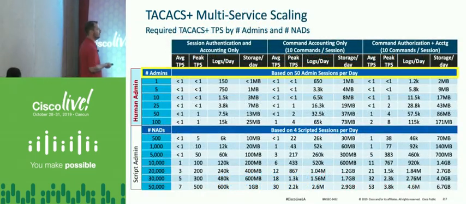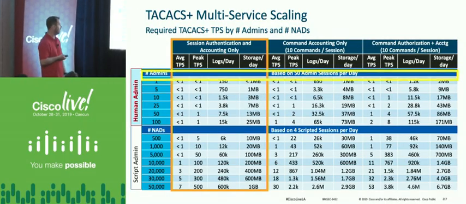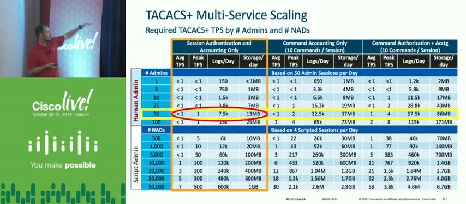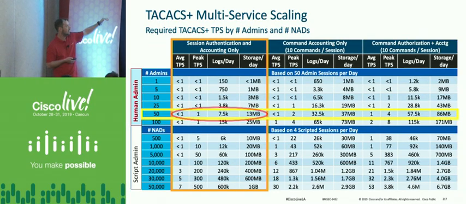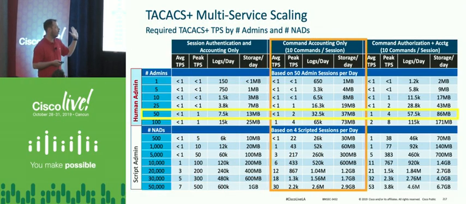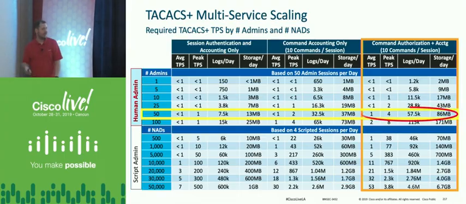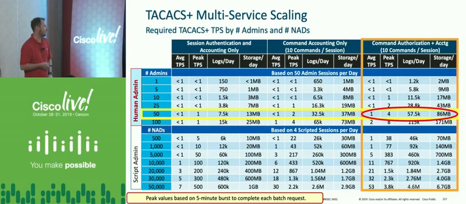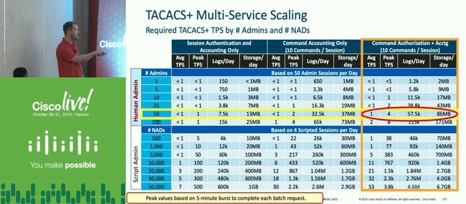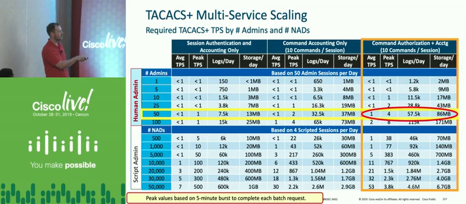This is a chart that you can go back and reference later, just to give you the difference between that human admin, how many session, authentication and accounting, and then if we do add command accounting or command authorization plus accounting to the deployment, how different that is. So average, peak, logs per day, and then the storage per day.